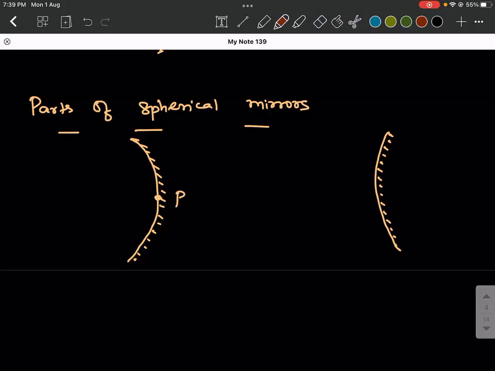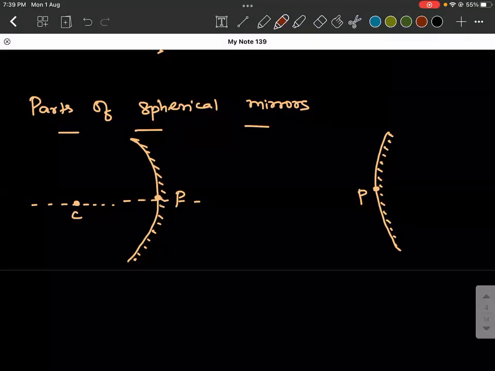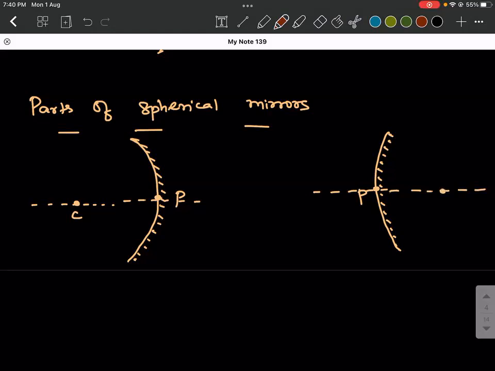Means for the curved surface, you will have an exact center, no? That center of the curved surface is what we call the pole. And here also you have something called the pole. Is that right? Okay. Similarly, if you take the center of the sphere from which the mirror is taken out, then that is called the center of curvature. So here also you have center of curvature.